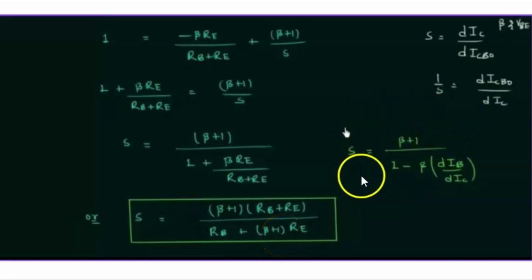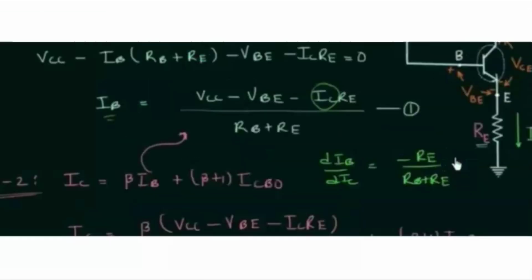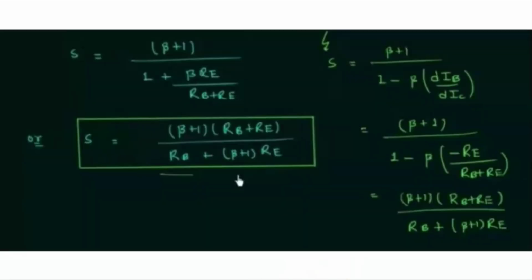अब यहाँ पे हमारे पास है हमारा जनरल एक्सप्रेशन to calculate stability factor which is equal to beta plus 1 by 1 minus beta times DIB by DIC. Now in the first equation we can see that IB और IC यहाँ पे related हैं, so we just have to differentiate this particular equation with respect to IC and we are going to get the value as minus RE by RB plus RE. And अगर हम लोग इसको यहाँ पे put कर देंगे so you can see that we are going to get the same value which we were getting here.